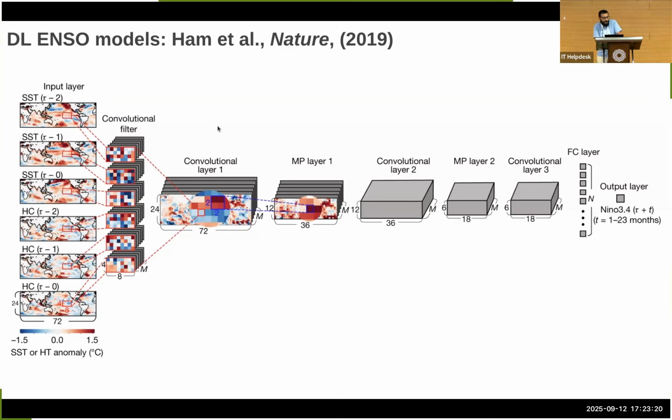The input images here are sea surface temperature, SST, and upper ocean heat content. These are snapshots at 3 time steps. So heat content for 3 time steps at T0, T-1, and T-2, and SST similarly at 3 time steps. So essentially 6 snapshots. 3 months. So the El Nino task is you have monthly data and you predict monthly dynamics.